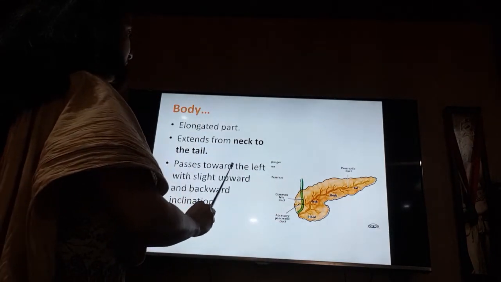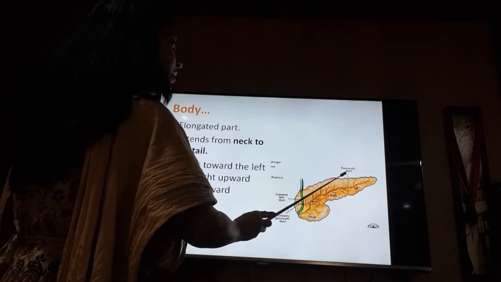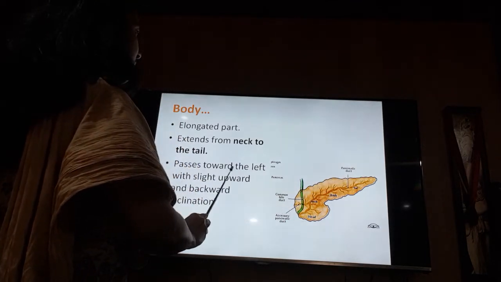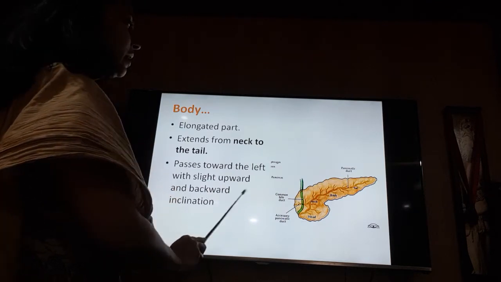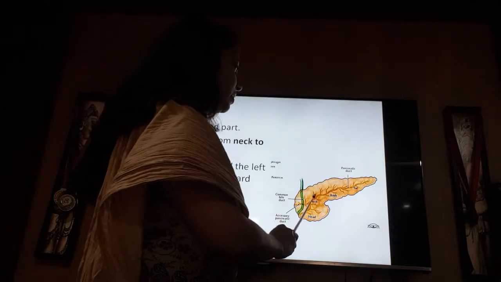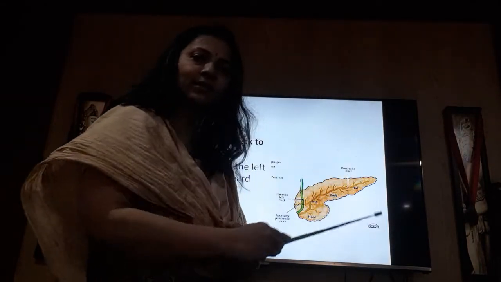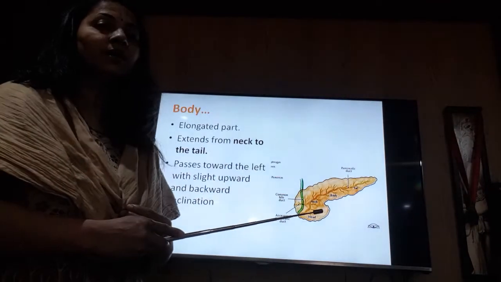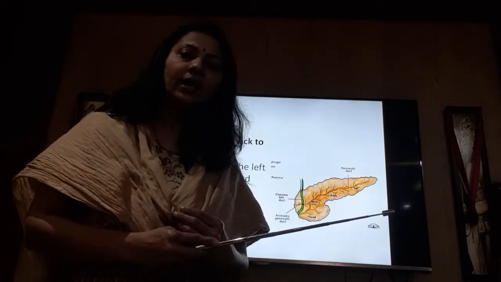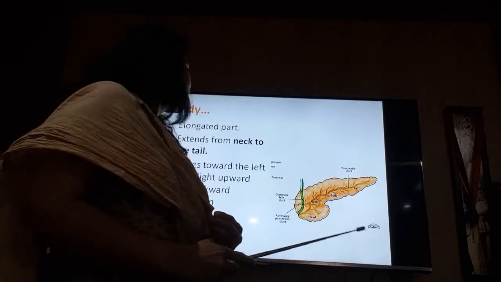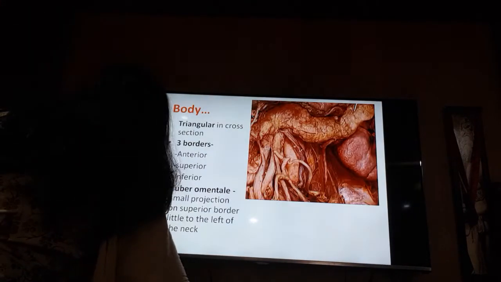It passes towards the left side with slight upward. You can see it is upward. It is passing towards the left with slight upward and backward inclination. It is passing transversely upwards and backwards, isn't it? Because it has to reach the tail, and tail will end in the hilum of spleen. So this is the location of body.